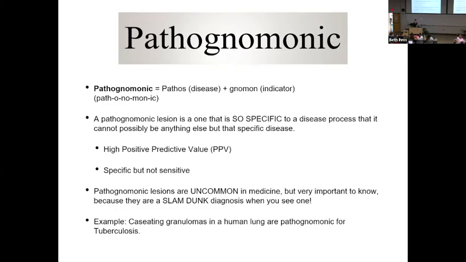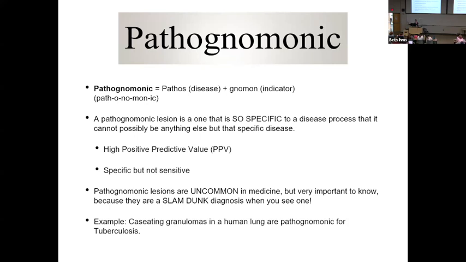So pathognomonic lesions have a high positive predictive value. They're very specific to the disease. They are not sensitive. You don't always see them with these diseases, but when you do see them, you can be like, oh, that is a screaming positive and I can trust it. That makes sense in the context of everything we just said.